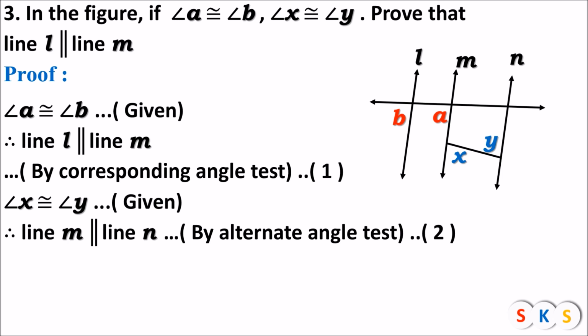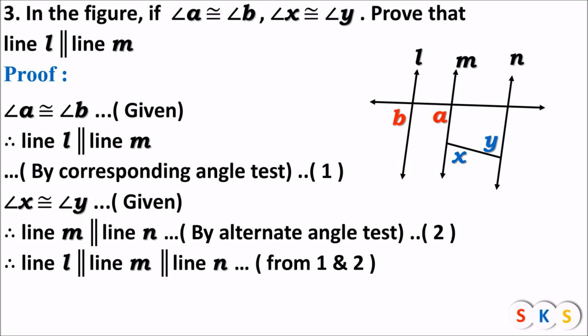Look at equation 1. Here line L is parallel to line M, and equation 2 is line M parallel to line N. Okay, so line L of equation number 1 and line N of equation 2 are parallel to line M. It means all three lines are parallel. So I can say that line L is parallel to line M is parallel to line N from 1 and 2. Therefore line L is parallel to line N.